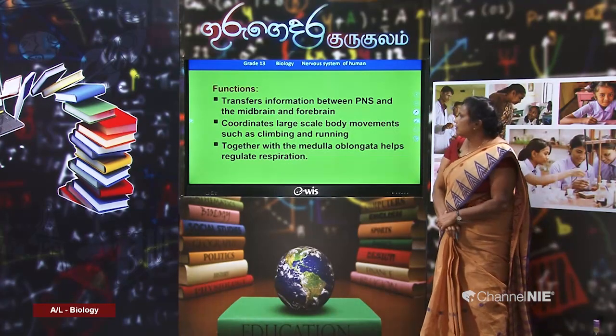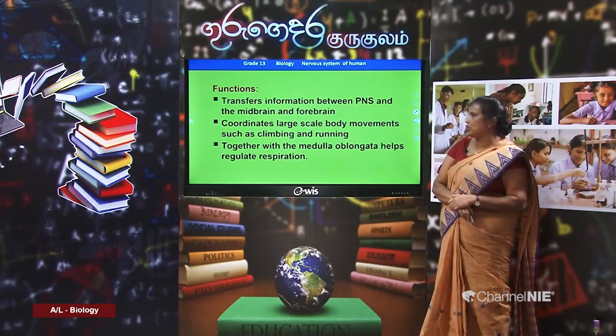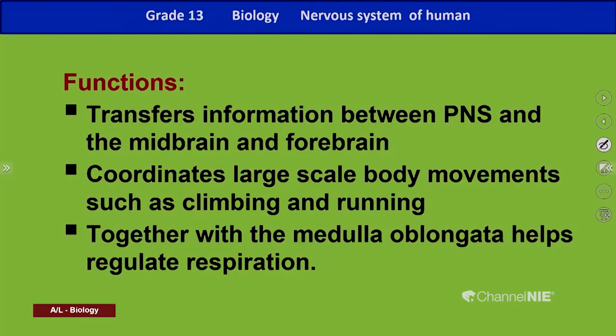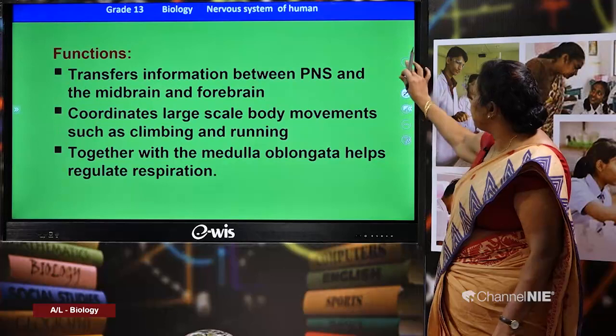Then some more functions: transfers information between the PNS, peripheral nervous system, and the midbrain and forebrain, coordinates large scale body movements such as climbing and running. Together with the medulla oblongata, it helps regulate respiration.